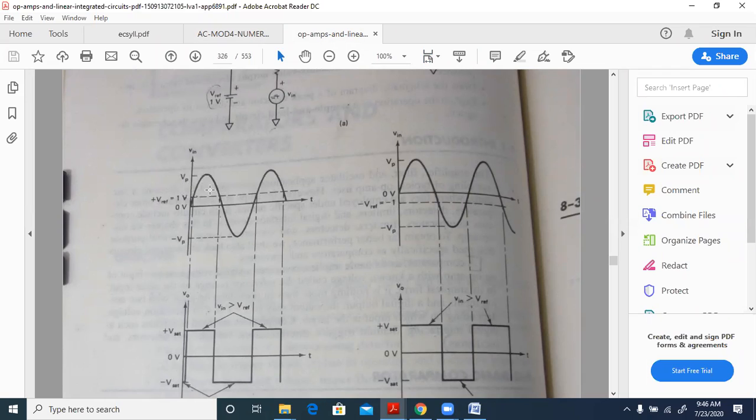So for only this portion, the output will be high. For the rest of the portion from here to here, the output will be low. From the portion here to here, the output will be high. For the portion from here to here, the output will be low. That's all you need to draw. So this figure will change accordingly. From here to here, it will be high. From here to here, the output will be low.